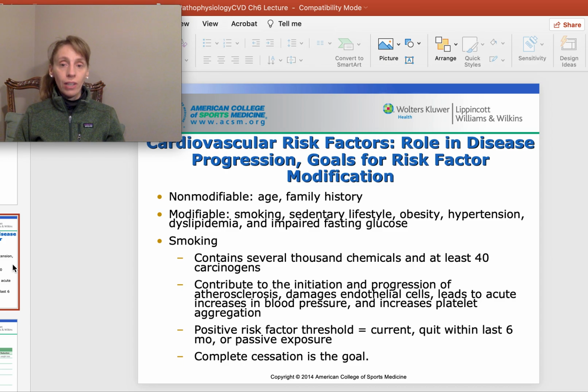Positive risk factor, this is what you want to know, is if someone can get to 6 months of being smoke-free, then we know that their body's beginning to regenerate itself. The question is, can we get a smoker to be smoke-free for 6 months? The goal is complete cessation. However, if we can't get to complete cessation, we'll at least take reduction in smoking. So I spend a lot of time talking about smoking.